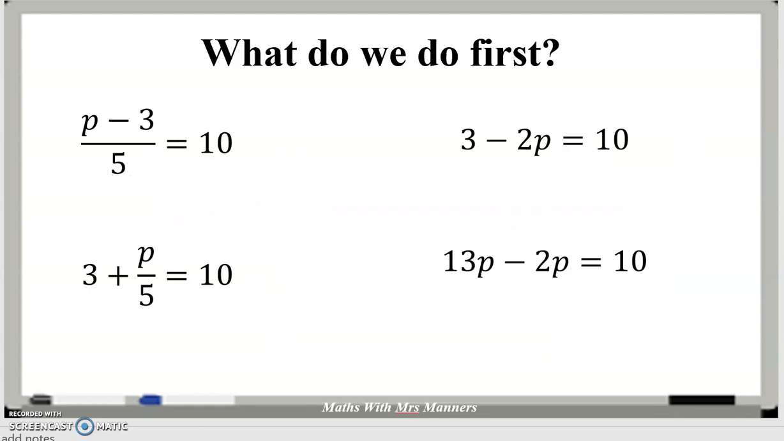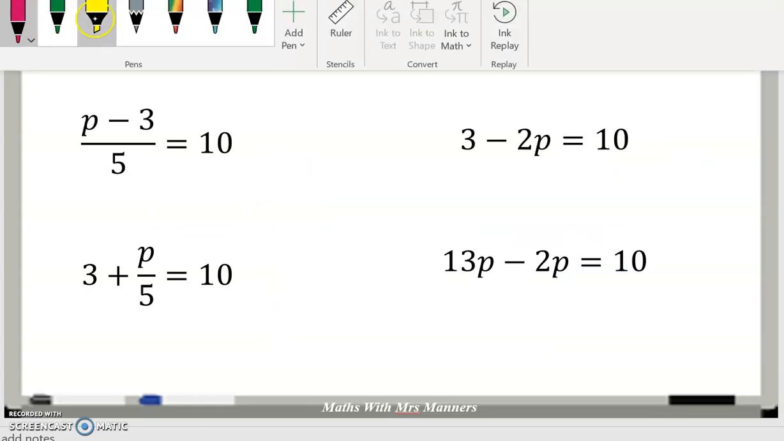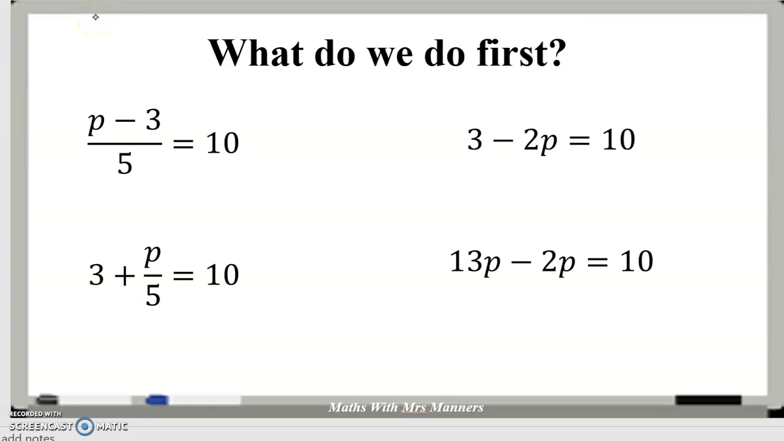All right, let's recap what we've learnt. What I want you to do is look at each of these equations and decide what operation will I apply first. So I want you to pause the video and write down which part of the equation you will apply inverse operations to first, and then I want you to unpause and see if we agree with each other.